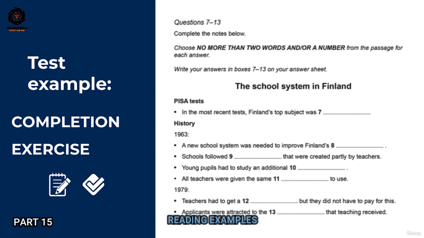A new school system was needed to improve Finland's... So something has been improved. So we can see that it's a positive word. Something has been improved. Something has gone from not very good to much better. And what is it? Let's look back at the text and see what it could be.